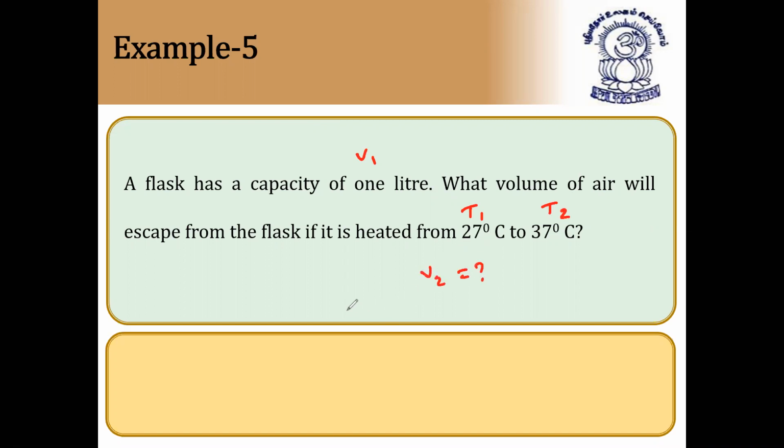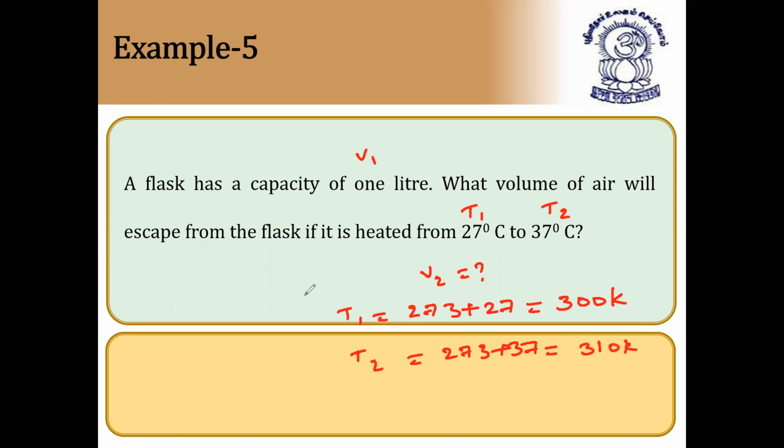And T1 should be taken as T1 is equal to 273 plus 27. Always you have to change the temperature into kelvins because at constant pressure, the volume of a given mass of a gas is proportional to its absolute temperature. That is Charles' law. So T2 is equal to 273 plus 37, which is equal to 310 kelvins. I hope it is clear.